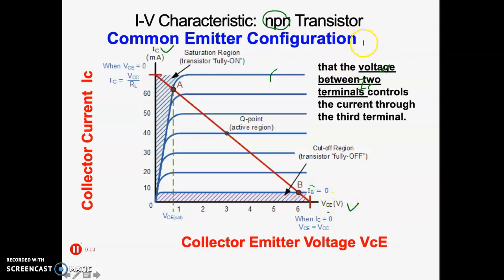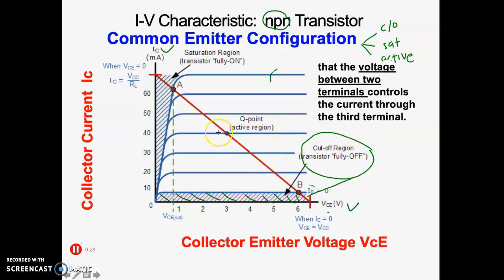We know BJT has three operating modes: cutoff, saturation, and active. What happens during cutoff? In cutoff, the transistor is off, so there will be no current here. That's why your output current is almost 0. So this region we call the cutoff region.